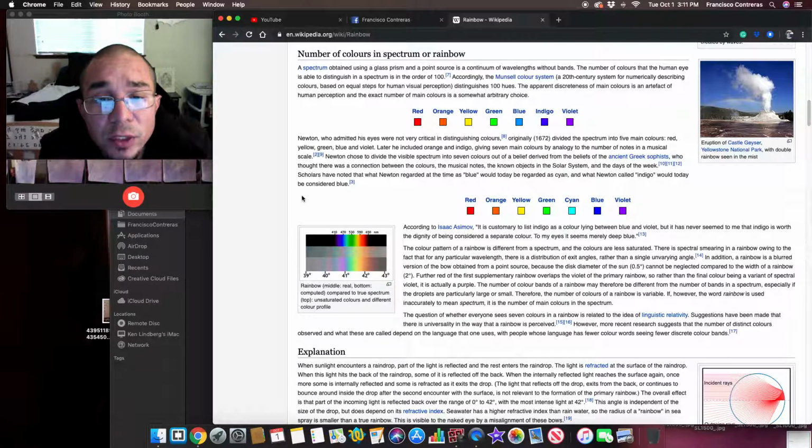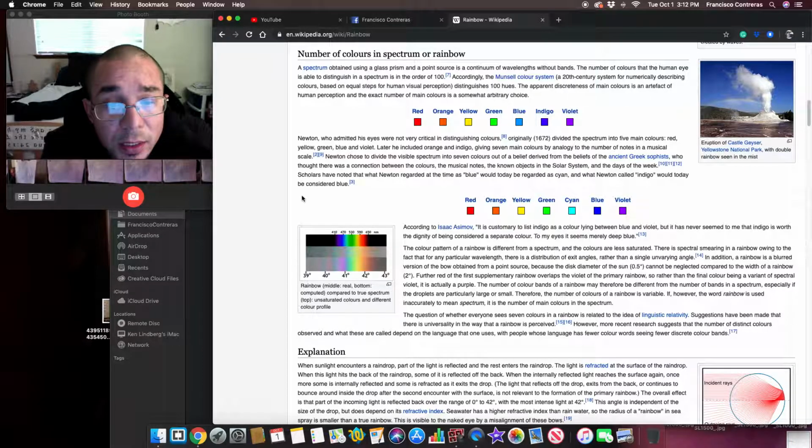Newton chose to divide the visible spectrum into seven colors out of a belief derived from the beliefs of the ancient Greek sophists, who thought there was a connection between the colors, the musical notes, the known objects in the solar system, and the days of the week. Scholars have noted that what Newton regarded at the time as blue would today be regarded as cyan, and what Newton called indigo would today be considered blue: red, orange, yellow, green, cyan, blue, violet.